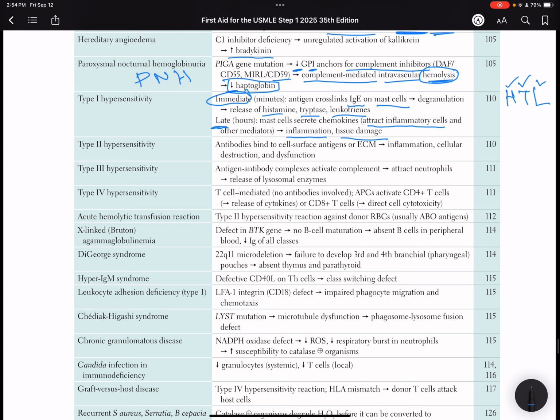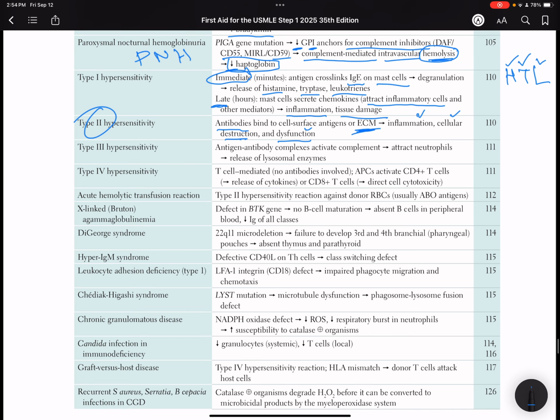What is type 2 hypersensitivity? Type 2 hypersensitivity is antibodies bind to cell surface antigens or ECM, inflammation, cellular destruction, and dysfunction. Type 2 hypersensitivity causes antibody to bind cell surface antigen or extracellular matrix ECM, which leads to 3 changes: inflammation, cellular destruction, and dysfunction.